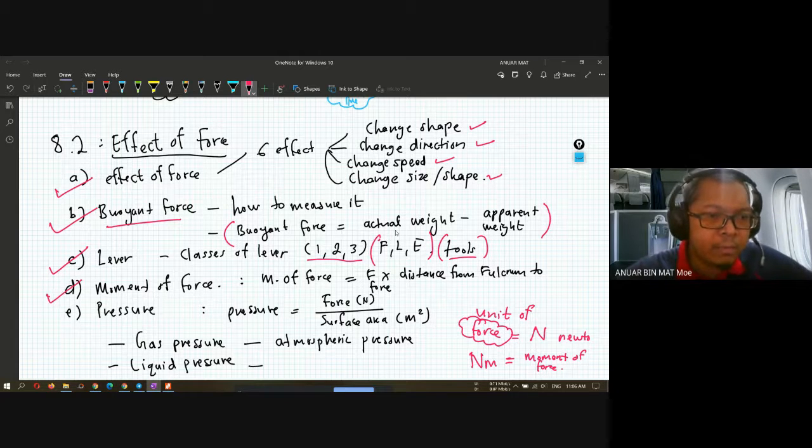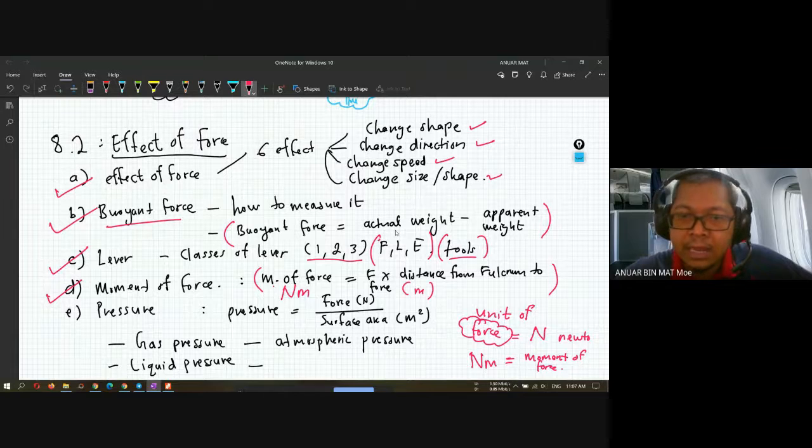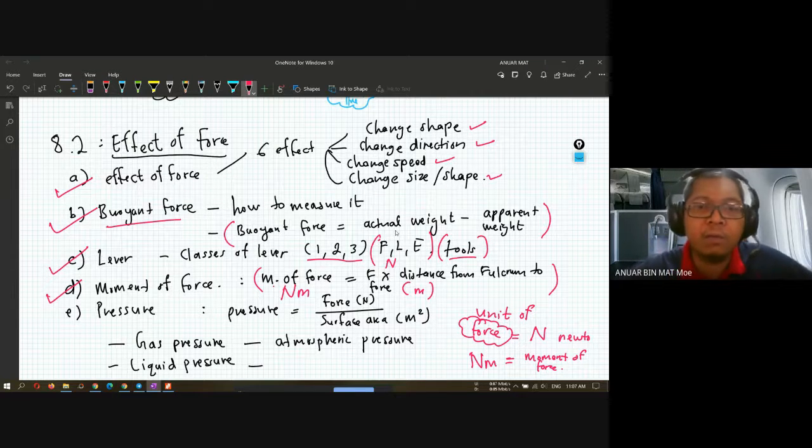Number 4 is moment of force. You must try to remember the formula: the force multiplied by the distance from the fulcrum to the force gives the moment of force. The unit is Newton meter, because distance is in meter and force is in Newton. And then the last one is pressure.